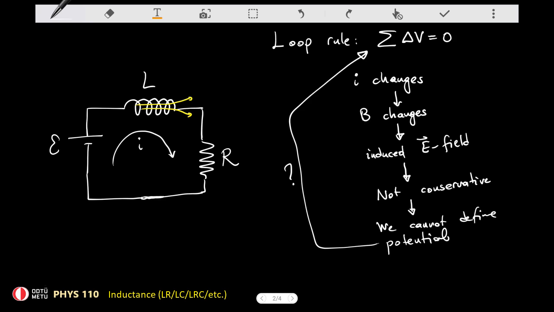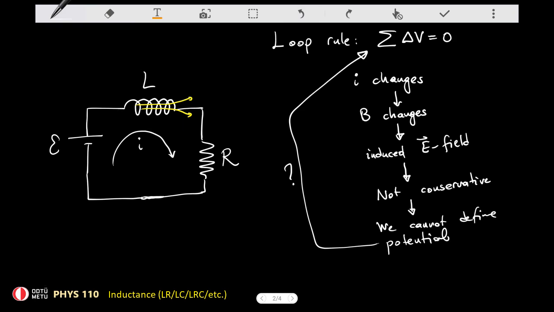Okay, but it appears that even though the potential is not well defined, some people still write down the loop rule and still get the correct equations. I'm not going to do that actually, but I'm going to say that we can modify the loop rule and then say that in this case the equation is correct. So in that case, of course, I will just refrain from defining a potential difference across the terminals of that inductor. So that's the important point.